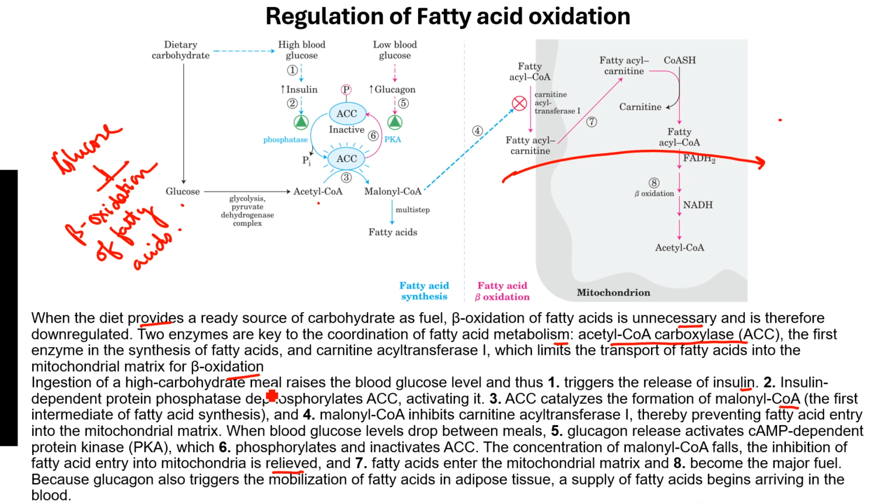Okay, so malonyl CoA is an inhibitor of carnitine acyl transferase 1. And who is regulating the concentration of malonyl CoA? It is acetyl CoA carboxylase. When acetyl CoA carboxylase is phosphorylated, malonyl CoA will not be produced, and when it is dephosphorylated, it will remain active and convert acetyl CoA to malonyl CoA.